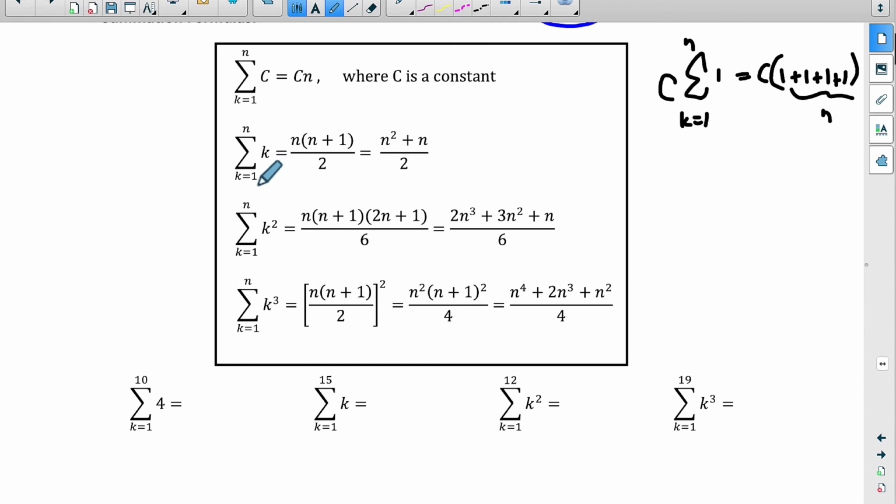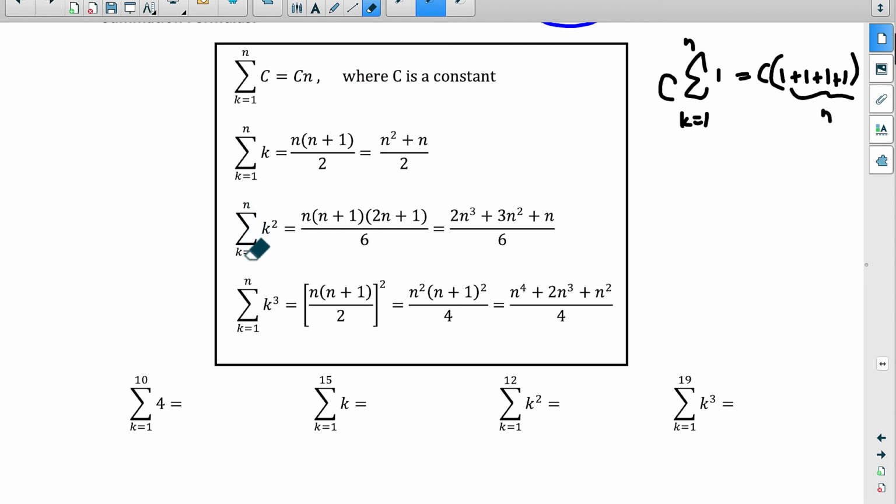If you start at 1 and go to n, and you're just adding up each number, 1 plus 2 plus 3 plus 4 plus 5, all the way up to n, here are two different ways of thinking of it. You can get the sum by going n times n plus 1 divided by 2. You can also, if you expand that, get n squared plus n over 2. So those will be useful at times.